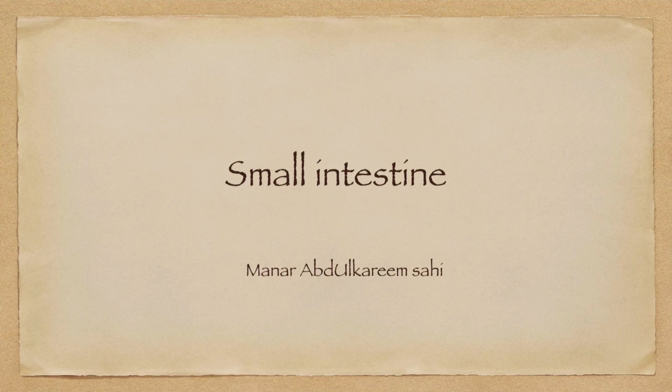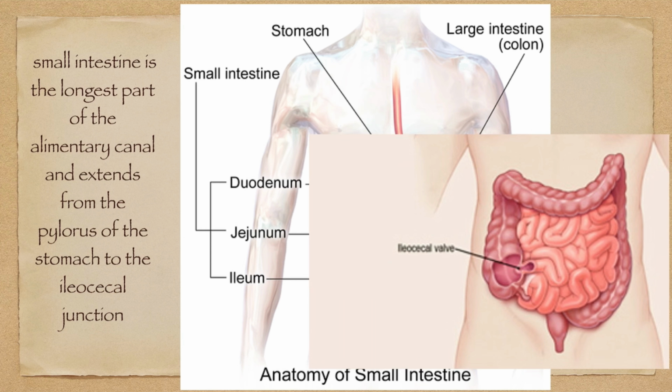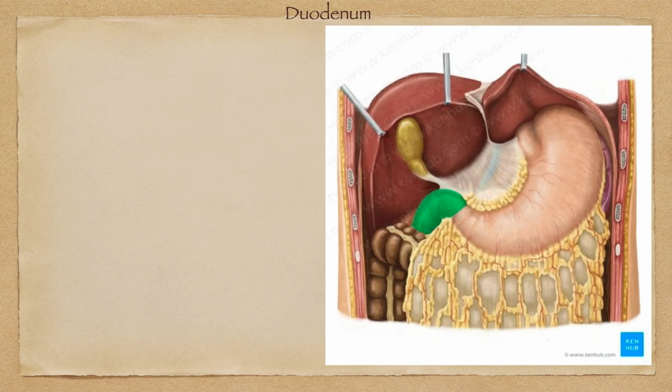اليوم راح نحكي شوي عن anatomy of the small intestine. مثل ما تعرفون انه small intestine, the longest part of the GIT or alimentary canal, extends from the pylorus of the stomach to the ileocecal junction. Here's the ileocecal junction. The small intestine is formed from three parts: duodenum, jejunum, and ileum.